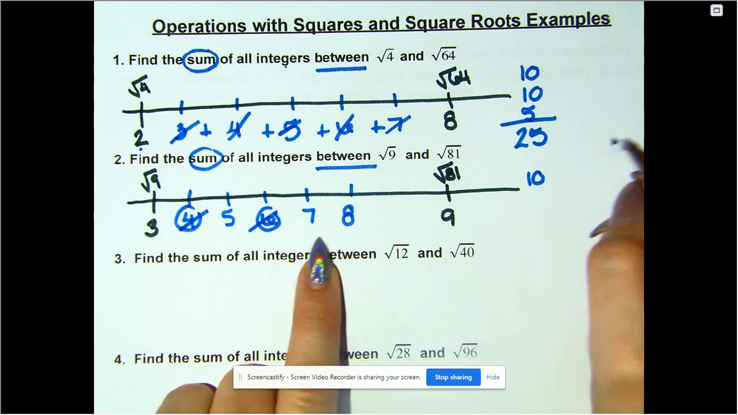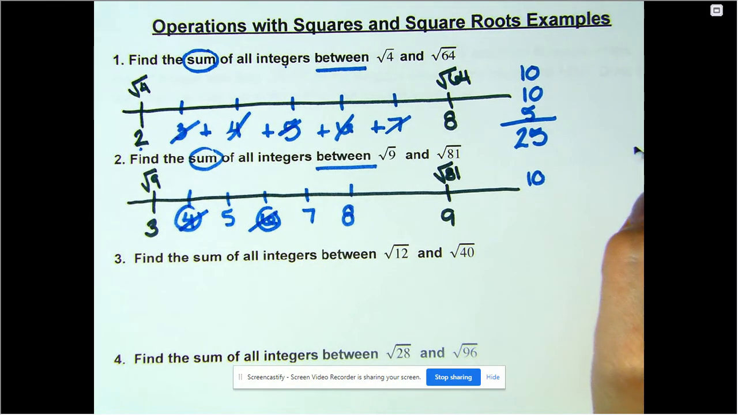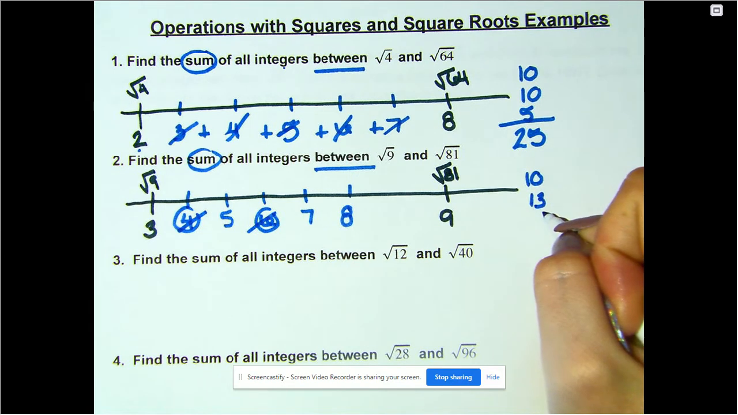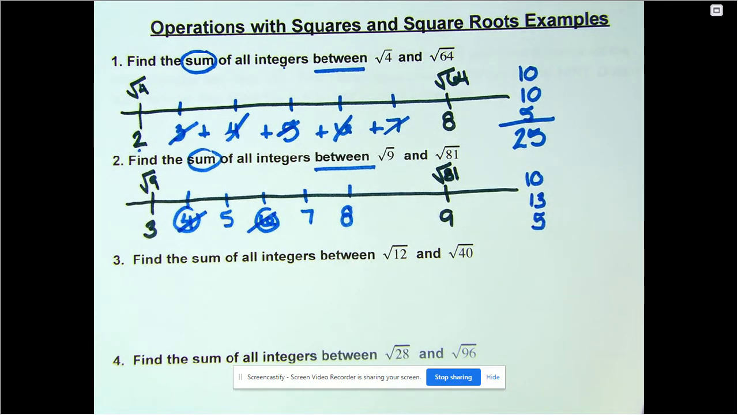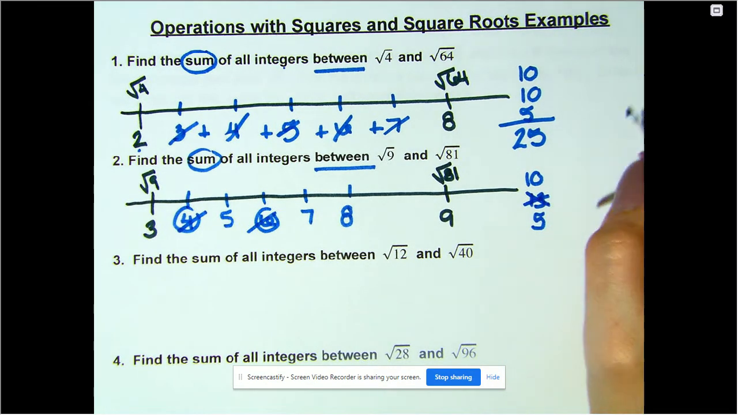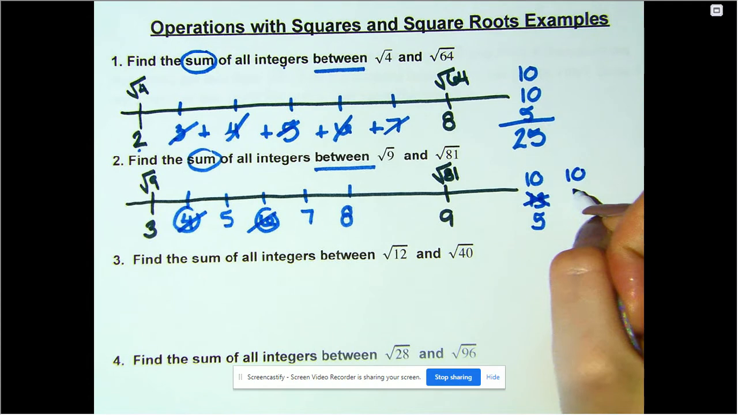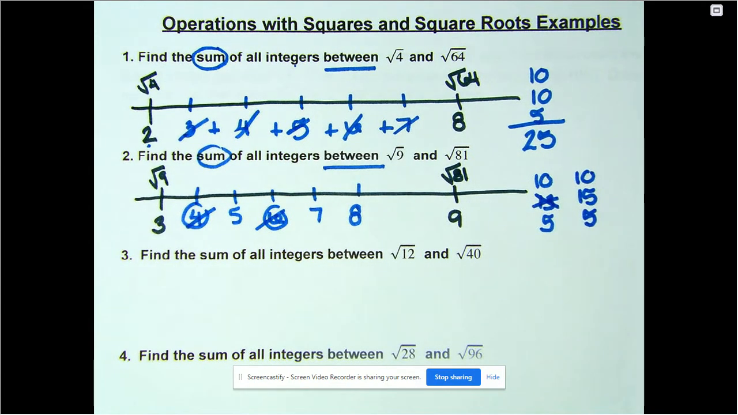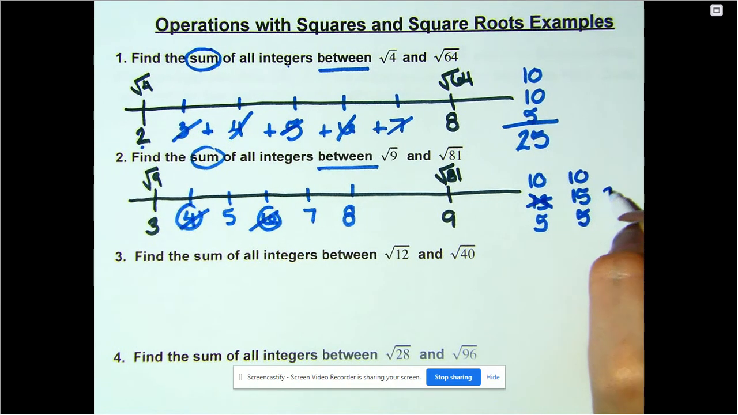I'm going to go and do 7 and 8. So as I add 7 and 8 together, the number becomes 13. And then I also have, no, that number does not become 13. It's 15. 10, 15, and 5. Okay, so as I add those together, I have 10 and 5, that makes 15, and 15 plus 15 makes 30. So my total answer for this problem would be 30.